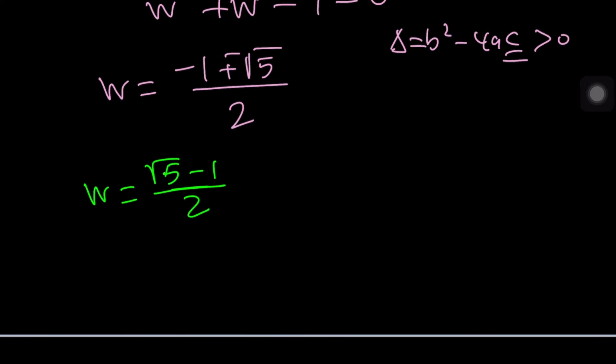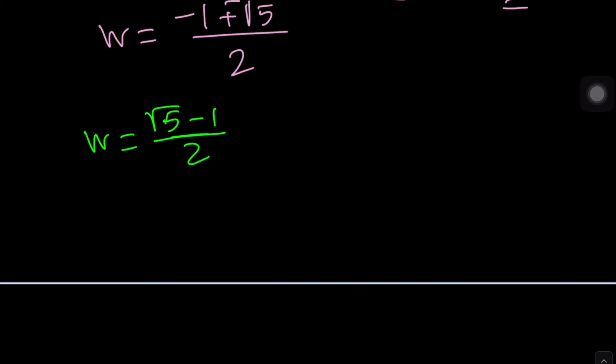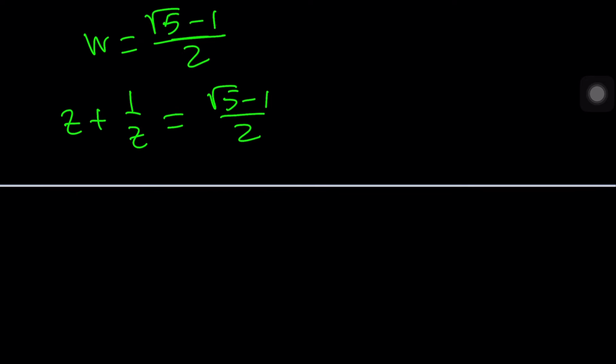What is w? w is z plus 1 over z. So z plus 1 over z is equal to this one. How nice. And then from here, we're going to multiply everything by z. z squared plus 1 equals this number. Not the golden ratio, but pretty close. Maybe it's 1 minus the golden ratio, I think, right? Something like that. 0.68 something or 0.618 something. I don't know. Something like that.